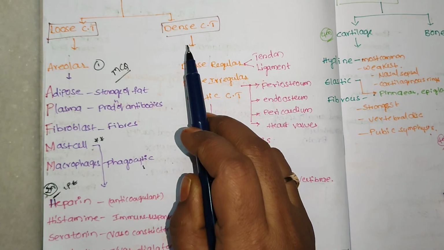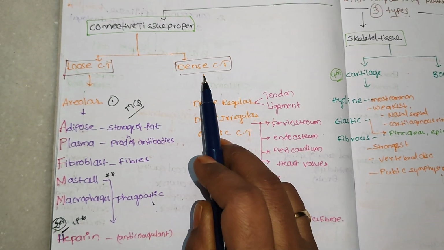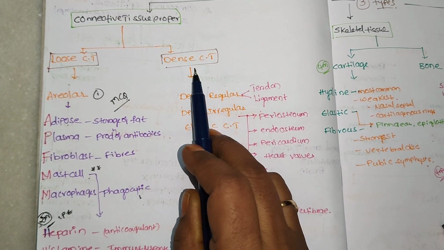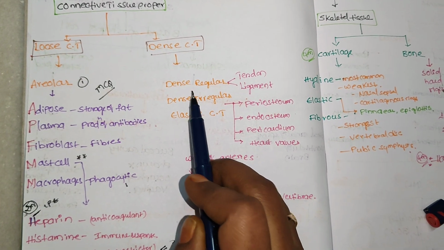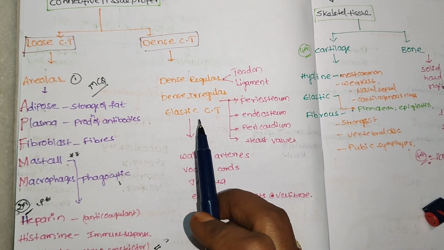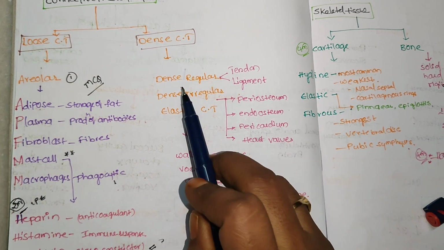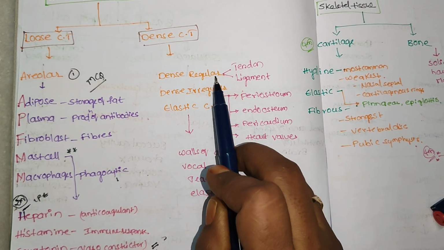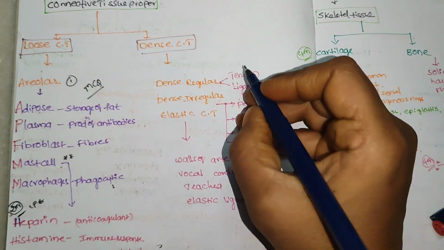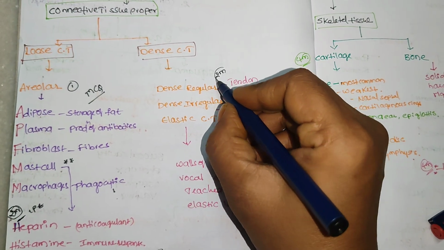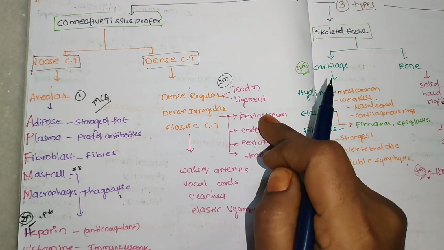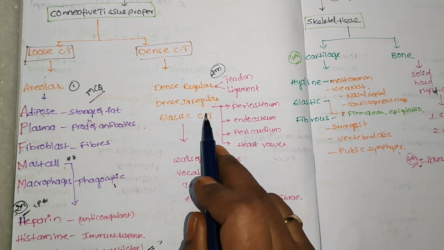Then come to the dense connective tissue. Its name itself indicates dense means tightly packed. There are dense regular, dense irregular and elastic connective tissue. In the dense regular connective tissue, we have tendon and ligament. This is also an important IPE 2 marks bit. So tendon and ligament.